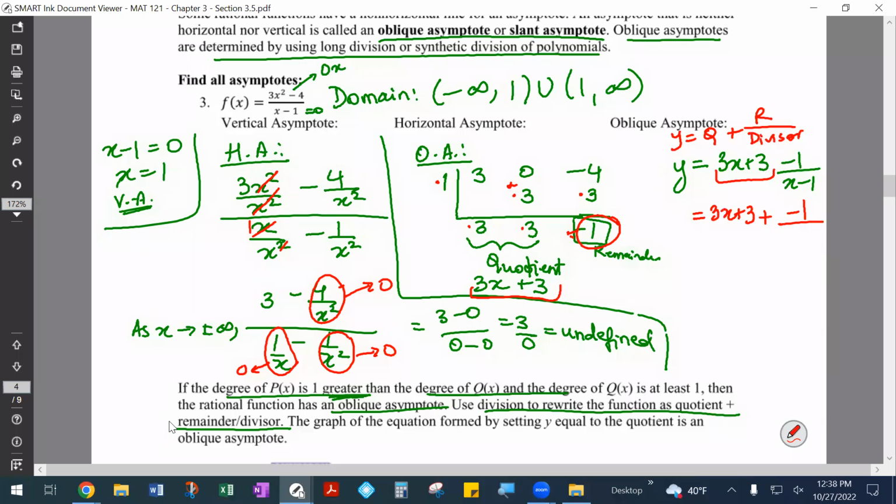And then you can do -1 over, and then the x minus 1, as Luis was asking, is coming from here, what your original divisor was. So you can write it like this, or you can write it as 3x plus 3, put a minus here, and then 1 over x minus 1. Okay, very good.